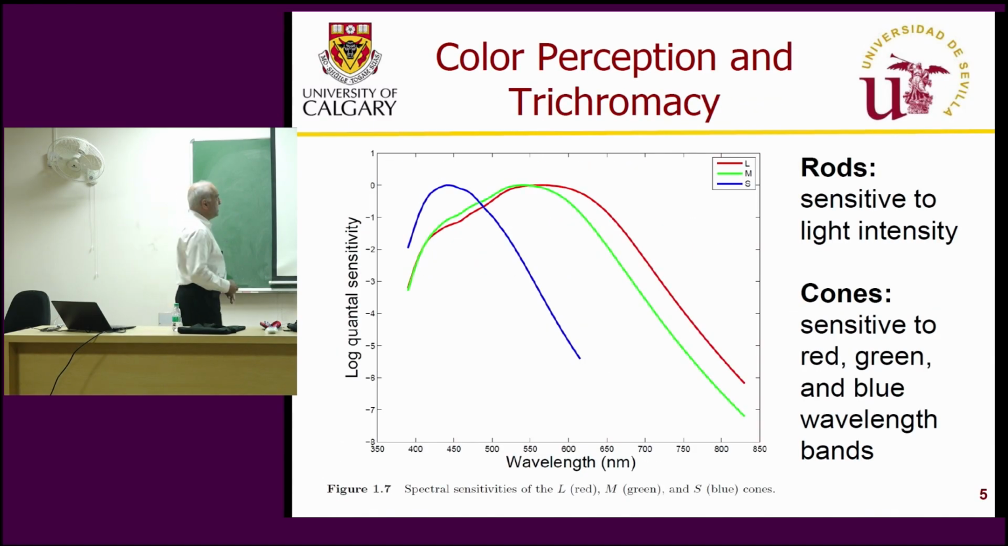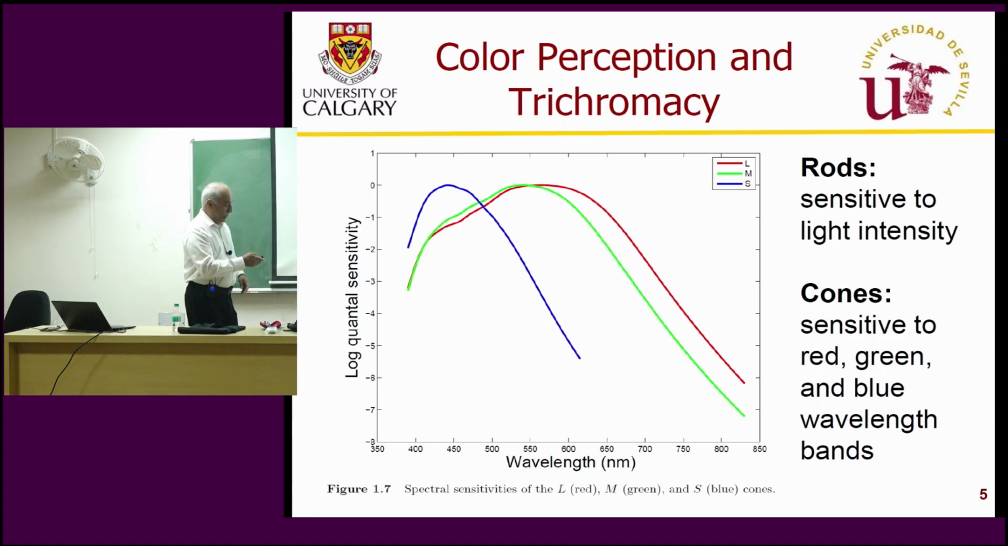The human visual system has rods that are sensitive to light intensity only. And so we can see in a dark room also, but we don't perceive color. If we keep just a little bit of light, we can still see you, but we won't be able to differentiate between colors.